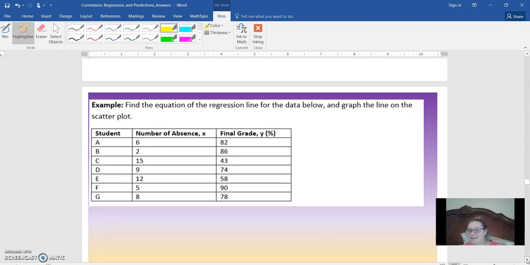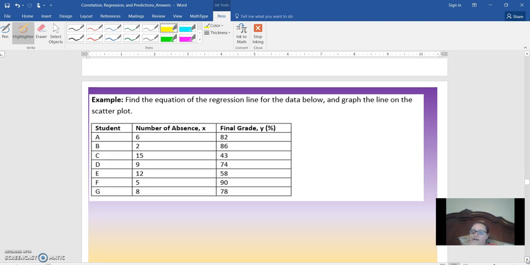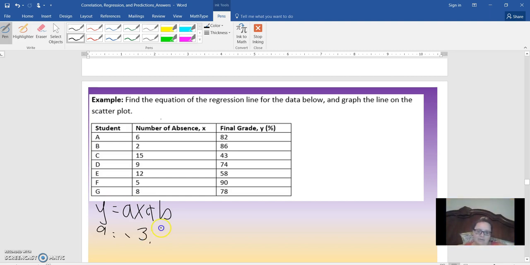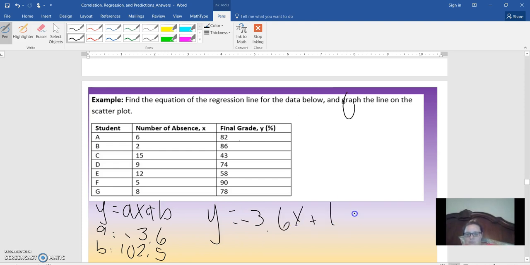All right, so here we are, same data as we were before, okay? And so we're going to push stat, go over to calculate, go down to number 4, and here we are, okay? And we get this information. And I'm just going to write it on the computer. A equals -3.6, let's round. So all these are whole numbers, so I need to go down 1. And b is 102.49, so 102.5. All right, so that equation is y equals -3.6x plus 102.5.